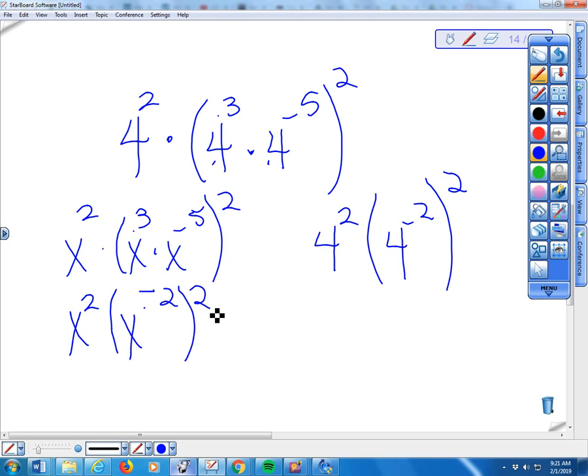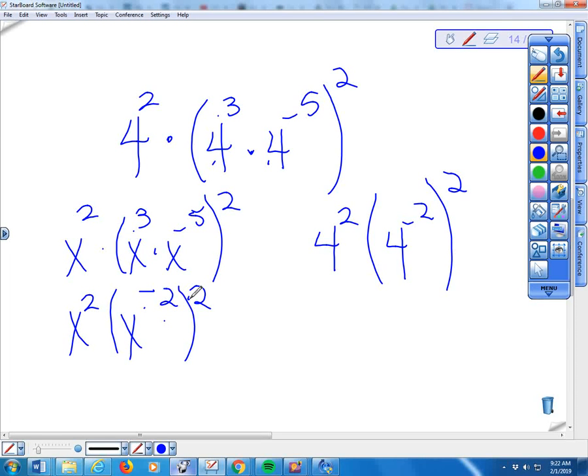What's next in order of operations? Exponents. So what do I do when I raise an exponent to an exponent? What process? Do I add, subtract, multiply, divide? What do I do with the exponents? You multiply them. When you raise an exponent to an exponent, you multiply them. When you multiply 2 bases with exponents, you add them. When you divide 2 bases with exponents, you subtract them. When you raise an exponent to an exponent, you multiply them.